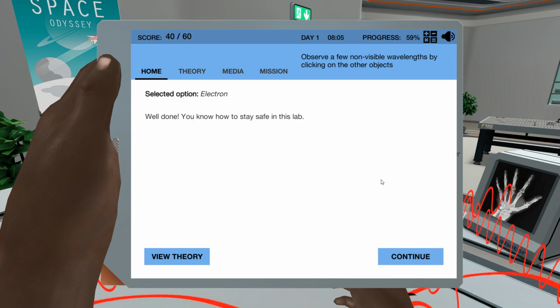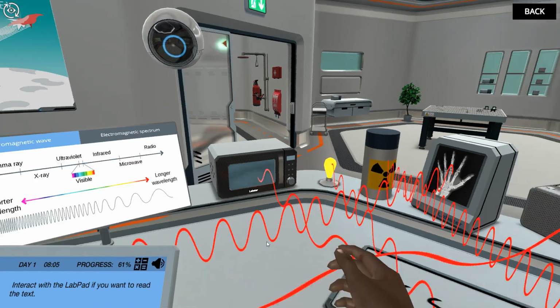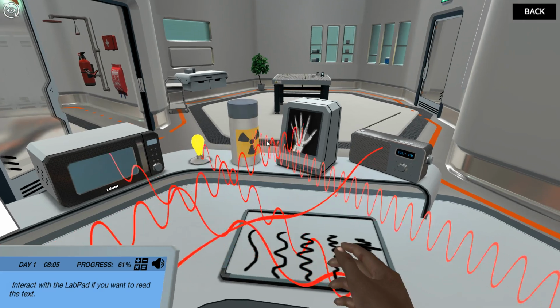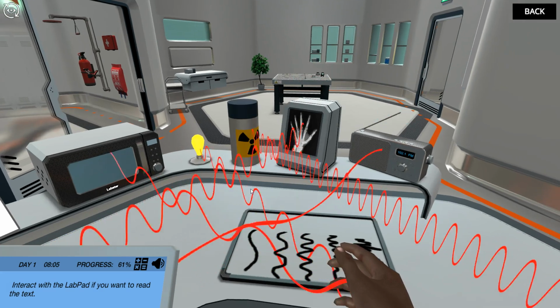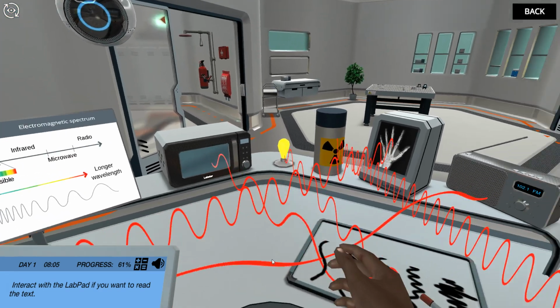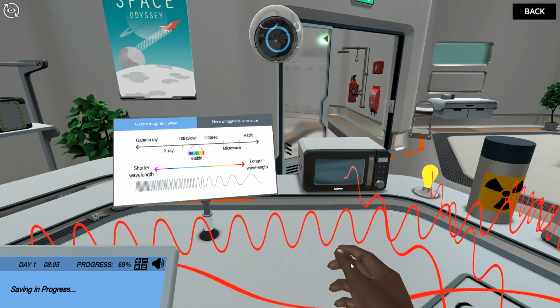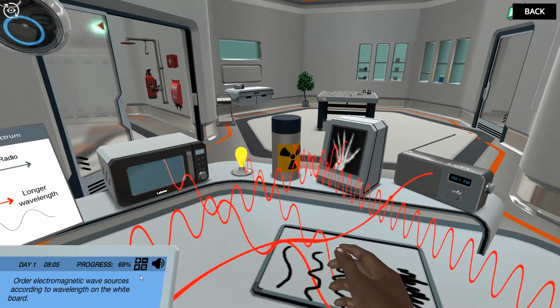Well done! You know how to stay safe in this lab. Wonderful! Take a moment to observe the differences in their wavelengths. Can you order the objects from the longest wavelength on the left to shortest wavelength on the right? You can use the spectrum on the computer as reference. Order electromagnetic wave sources according to wavelength on the whiteboard.